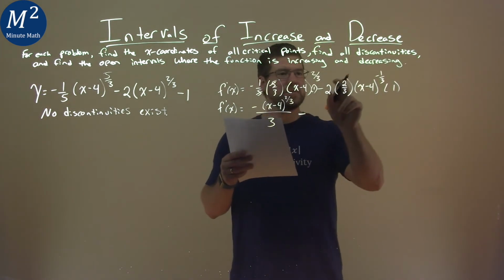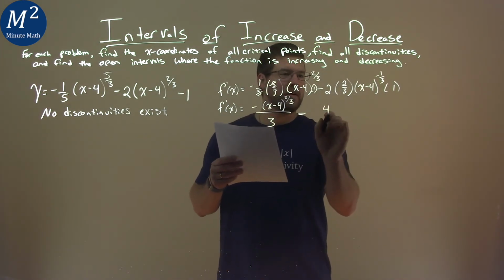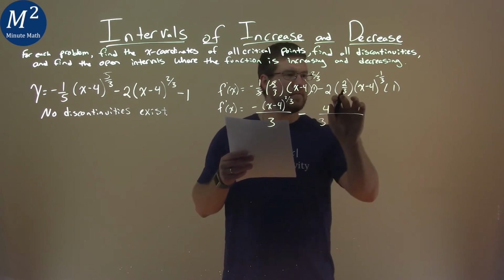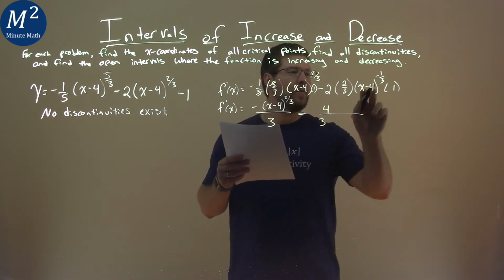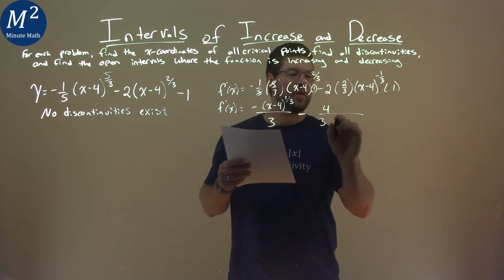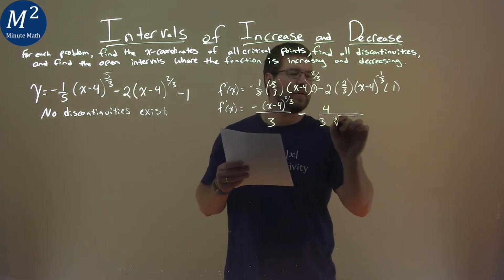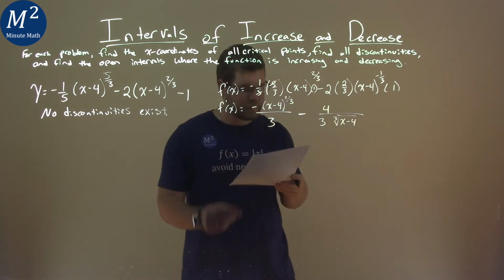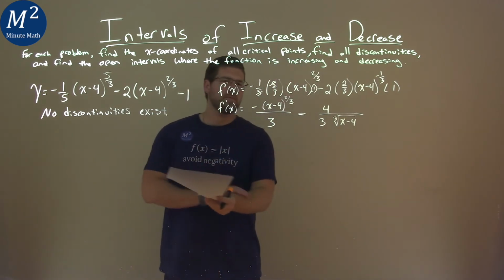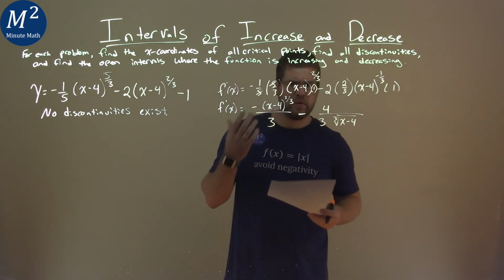We have a 2 times 2, which is a 4 in the numerator. We have a 3 in the denominator right there, it's left over. Then we have x minus 4 to the negative 1/3 power, which is the same as the third root in the denominator of x minus 4. Okay. So now this becomes tricky. We need to combine this to be one fraction here.